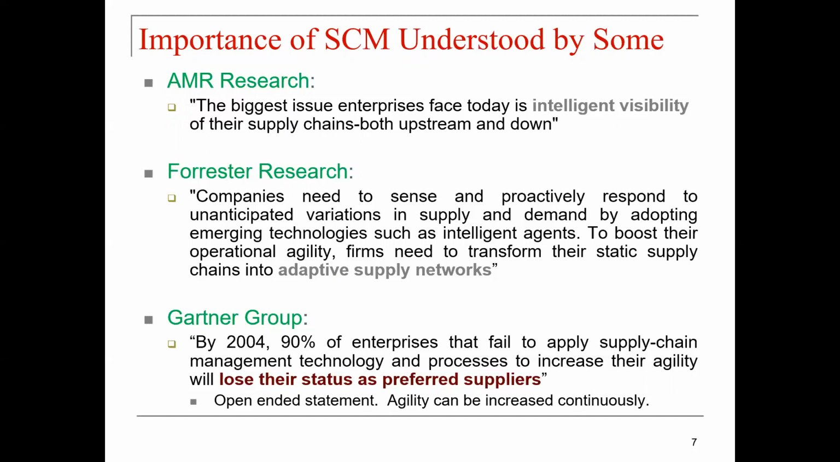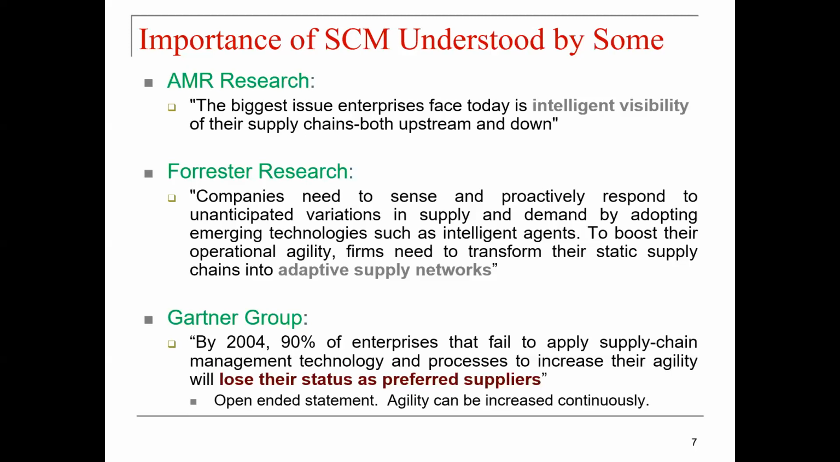And they stated that the biggest issue enterprises face today is intelligent visibility of their supply chains, both upstream and downstream. Another company that performs research on supply chain management stated that companies need to sense and proactively respond to unanticipated variations in supply and demand by adopting emerging technologies such as intelligent agents. To boost their operational agility, firms need to transform their static supply chains into adaptive supply networks.